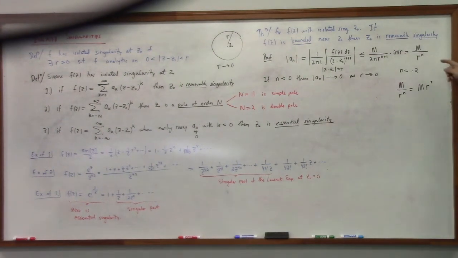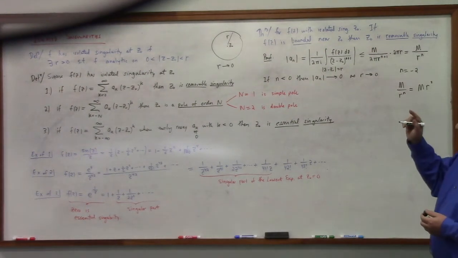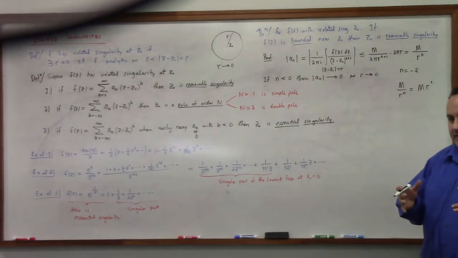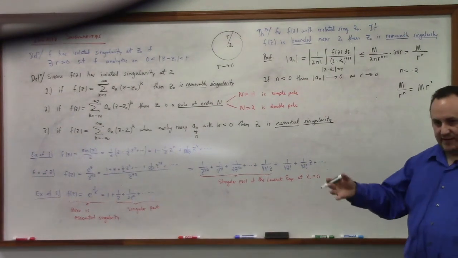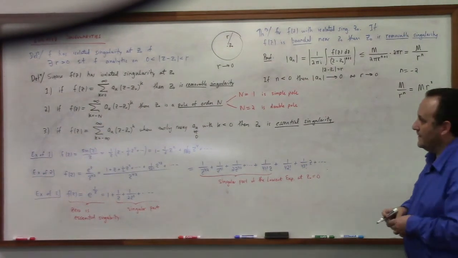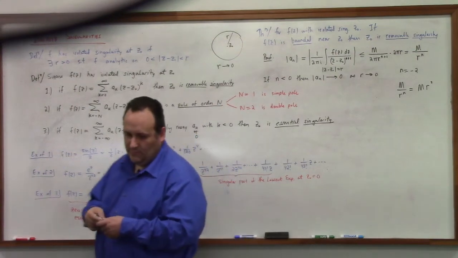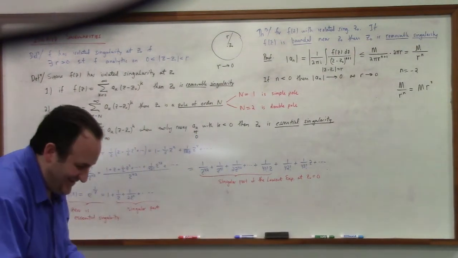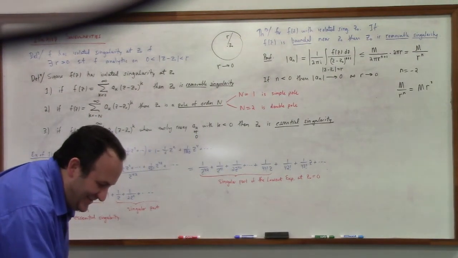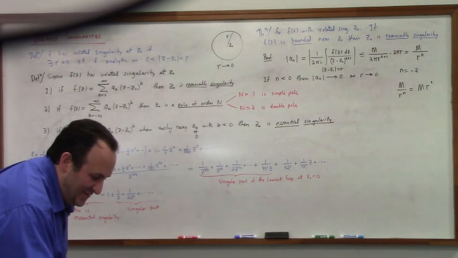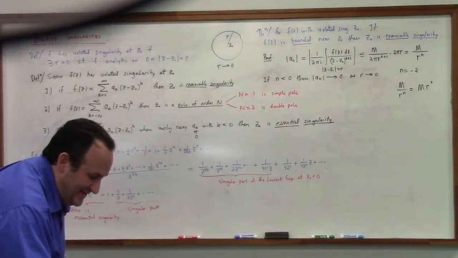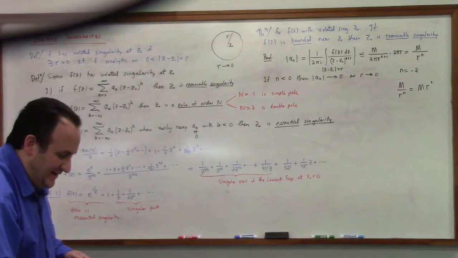But in the case that n is negative, r going to 0 forces this to 0, which gives us the removable singularity. So if the function is bounded near the isolated singularity, it's a removable singularity, a hole in the graph. My example is sine of z over z.